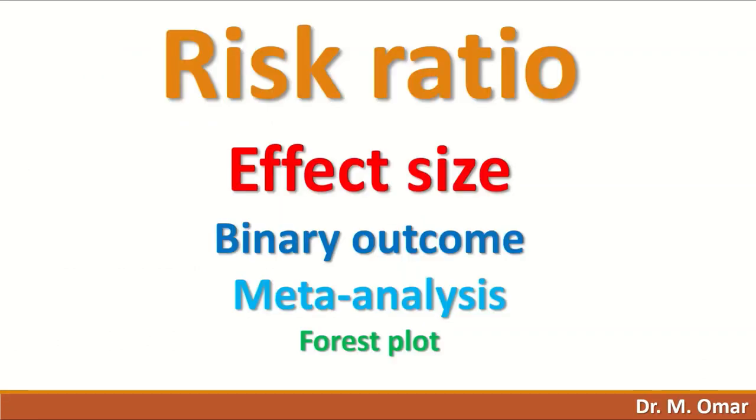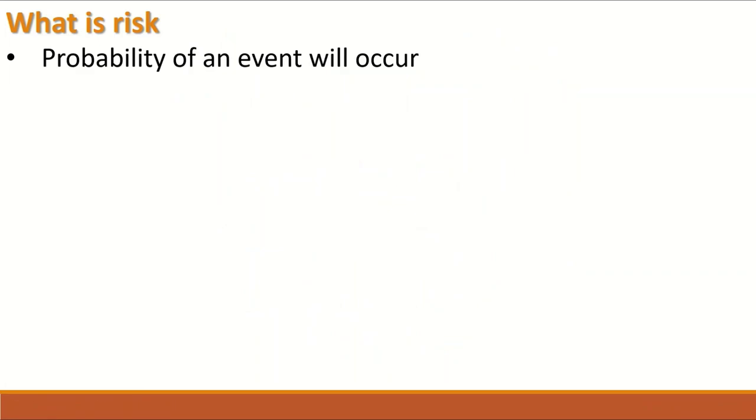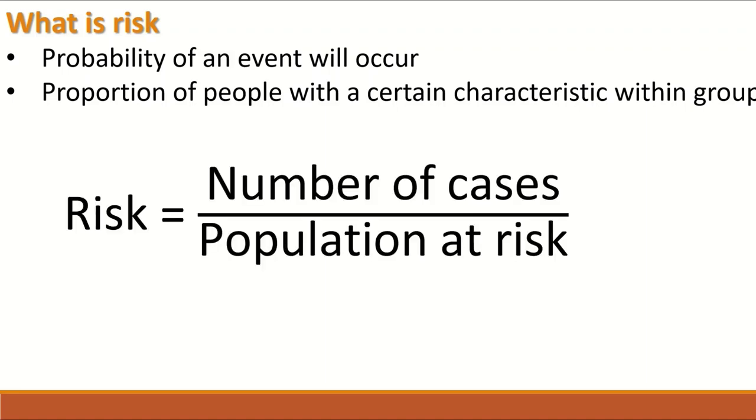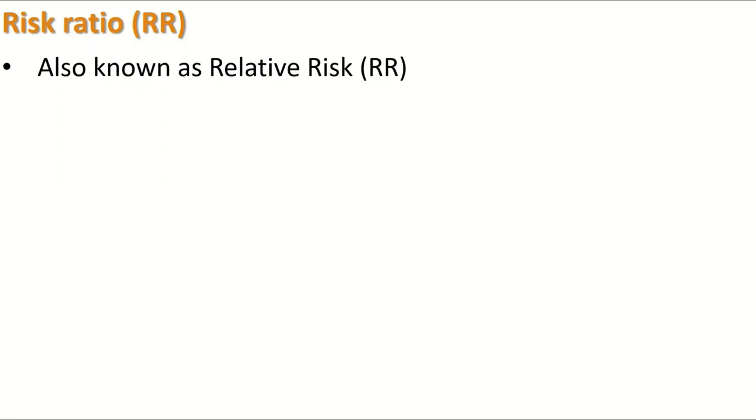Risk ratio, which is an effect size estimate, can be used when the outcome is binary. What is risk? Risk is the probability of an event occurring. So it is the proportion of individuals with a certain characteristic within a group. So risk can be represented in this equation: number of cases divided by the population at risk. So what is a risk ratio?